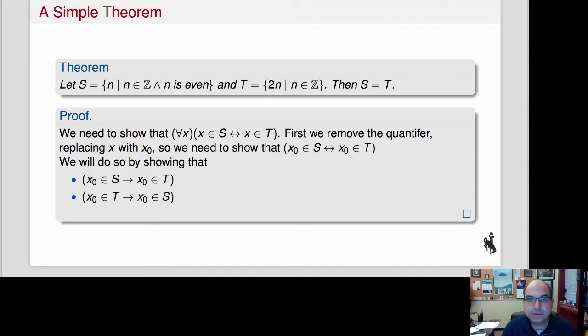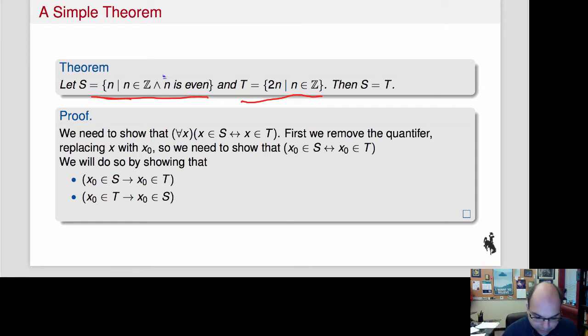So let's actually try to show that two sets are equal. So here are our sets. And what we have is set S here, which is the set of all n, such that n is an integer and n is even. Okay, and T, which is the set of all 2n, such that n is an integer.